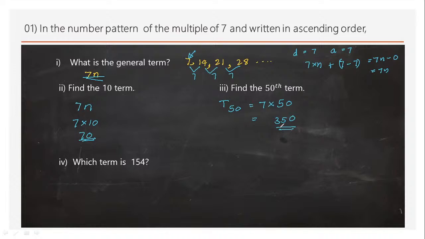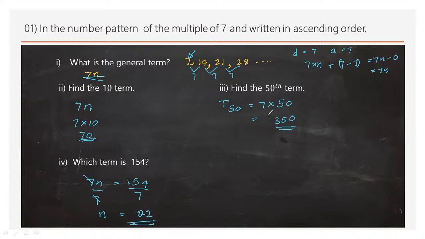Which term is 154? How can we find this one? 7n equals 154. This side divide by 7 and this side also divide by 7. n equals, cancel out over the line and below the line, n equals 154 over 7, which is 22. n equals 22.